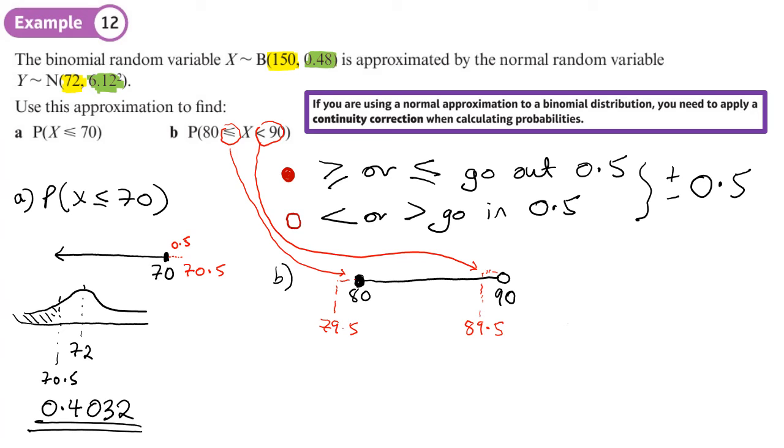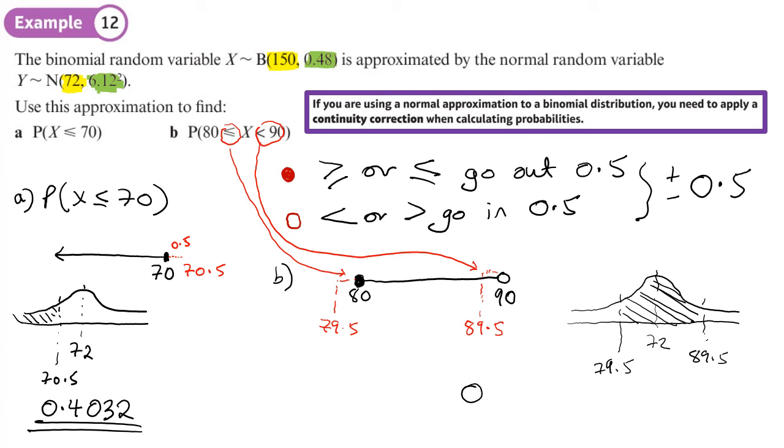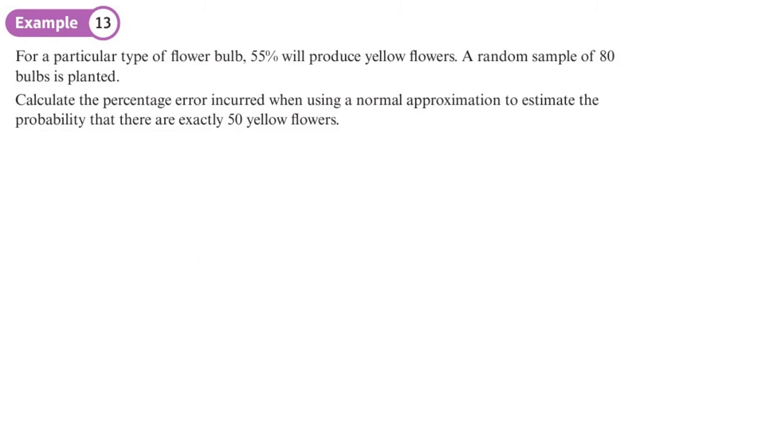So let's draw that as a normal distribution. Now that we've done this continuity correction, 72 is in the middle, and we're going from 79.5 up to 89.5, and we want to find this area here, so that's easily done on the calculator. So lower limit 79.5, upper limit 89.5, 6.18 and 72 gives me an area of 0.1081, again to 4 decimal places.